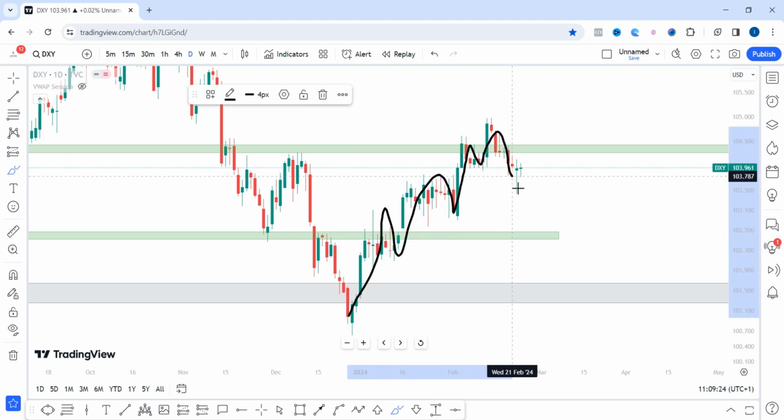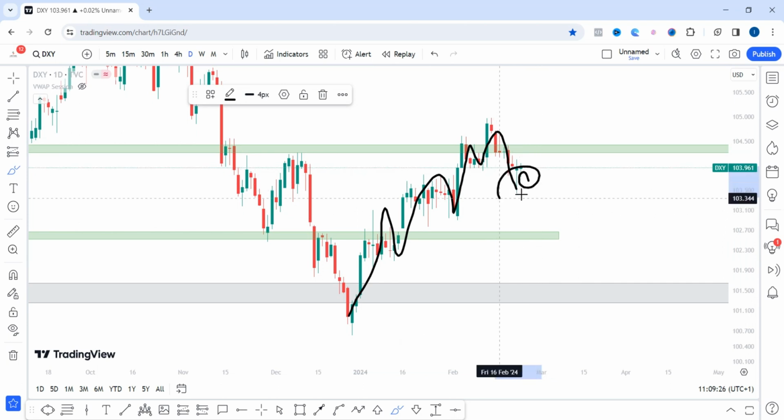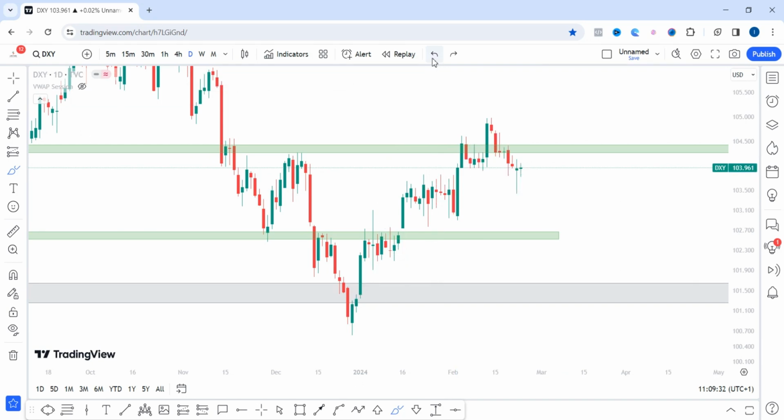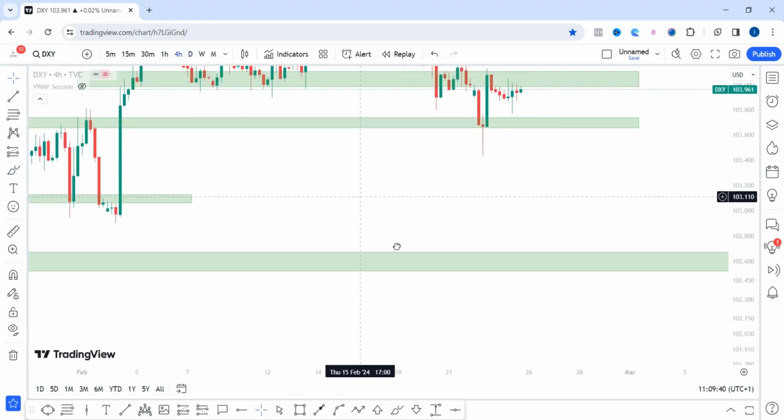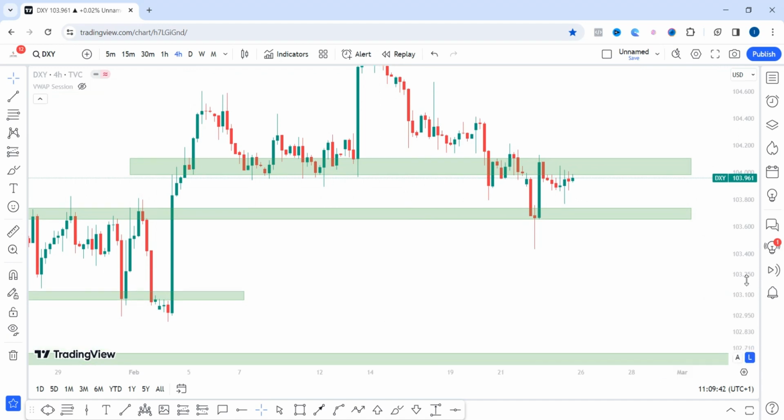Looks like price has created a new lower low here, which is lower than this zone, right? But we don't want to ignore the fact that price is in a bullish trend. So we are going to be looking at a bullish scenario and a bearish scenario. Now let's go to the 4-hour time frame so that we can see things clearly. So this is where my decision is going to play out, whether bullish or bearish.